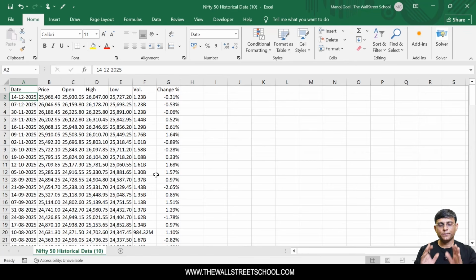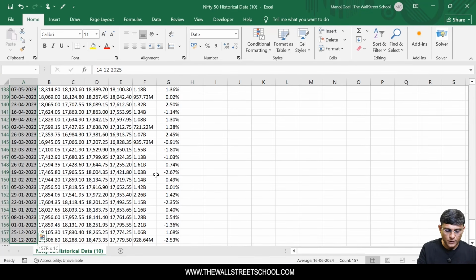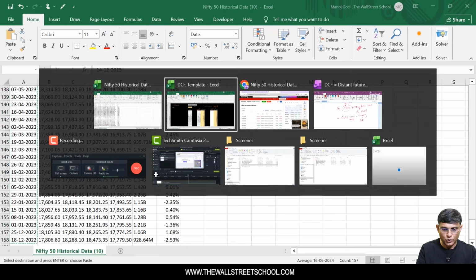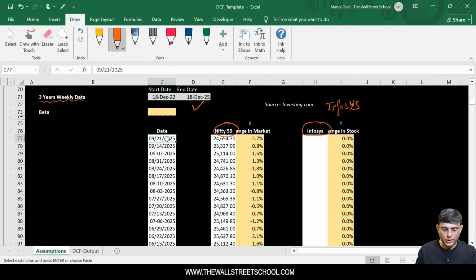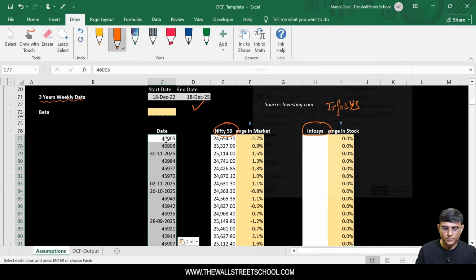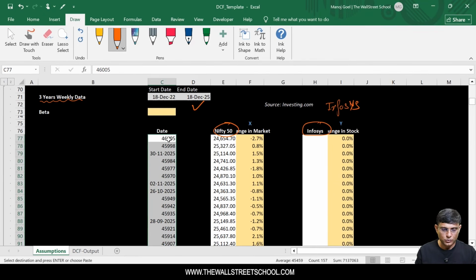Okay, so you can see I got this data in a spreadsheet. Now what I'll do, I'll first copy this range of dates and update the date range here, because my date range was a bit old.